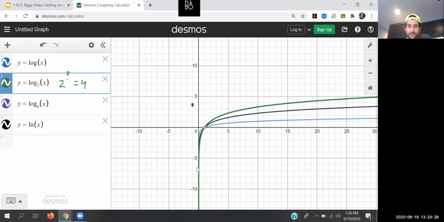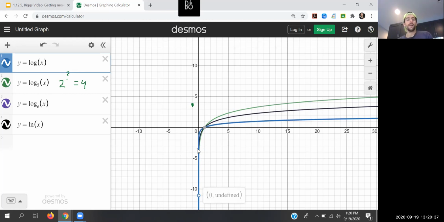If I follow these functions down to where x gets closer and closer to 0, let me see if I can do it on the blue function. Notice how you see the point 0 comma undefined. None of these functions are defined for where x is 0 because that is asking an impossible question.